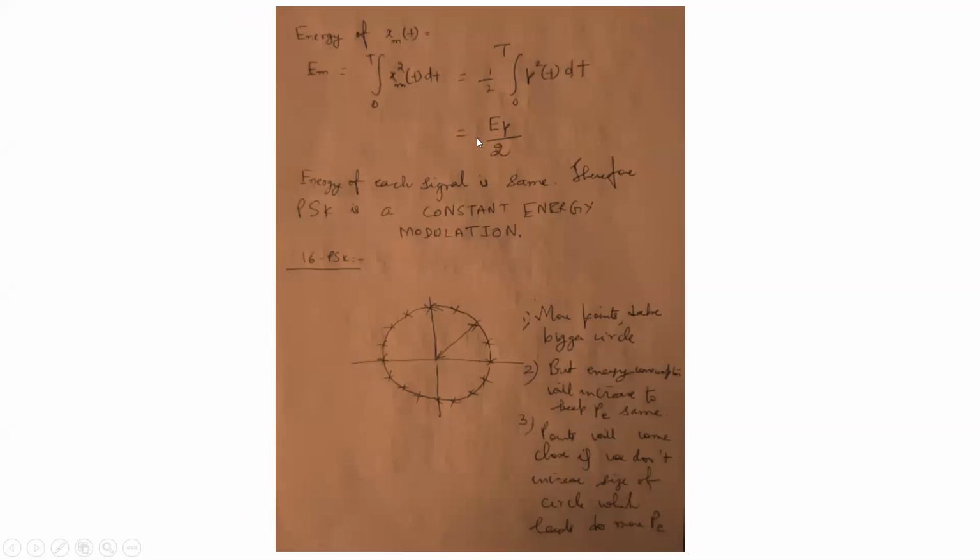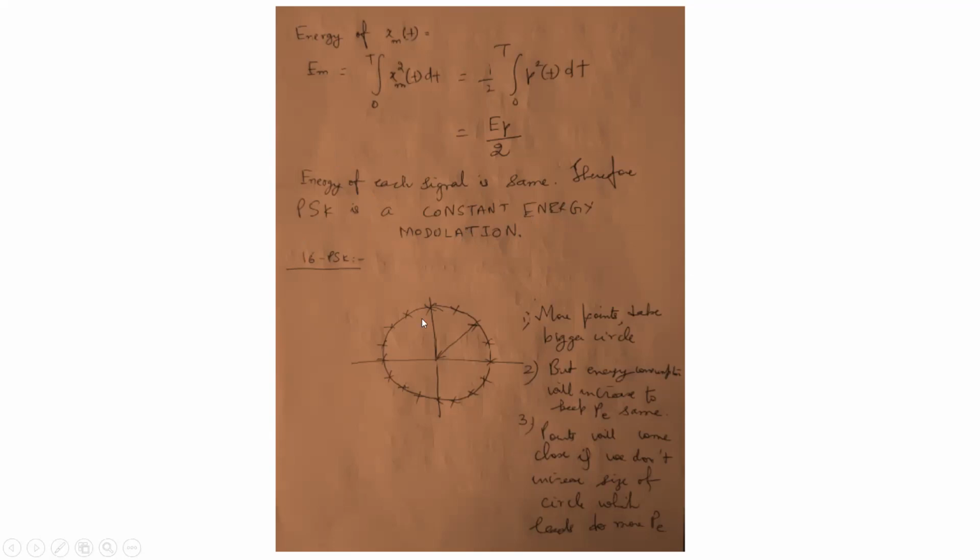There is no variable factor in the energy of the modulated signal. E_p is a constant because this is the energy of the pulse that we chose for transmitting ones and zeros. At a very initial stage, the pulse we chose, E_p is the energy of that pulse. Therefore, this is a constant energy. PSK is a constant energy modulation.